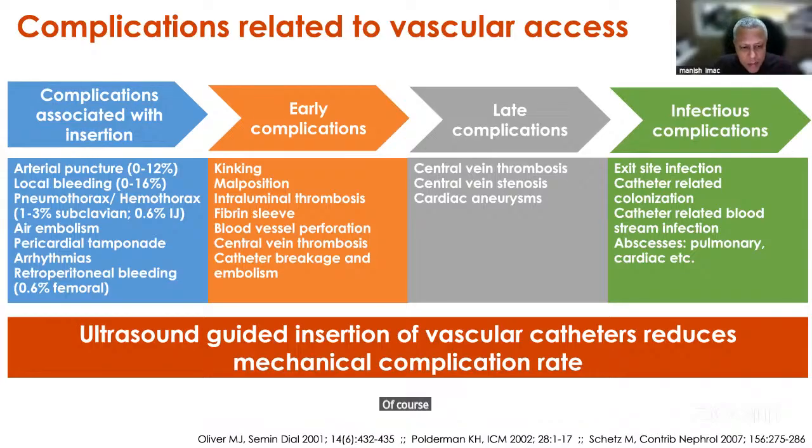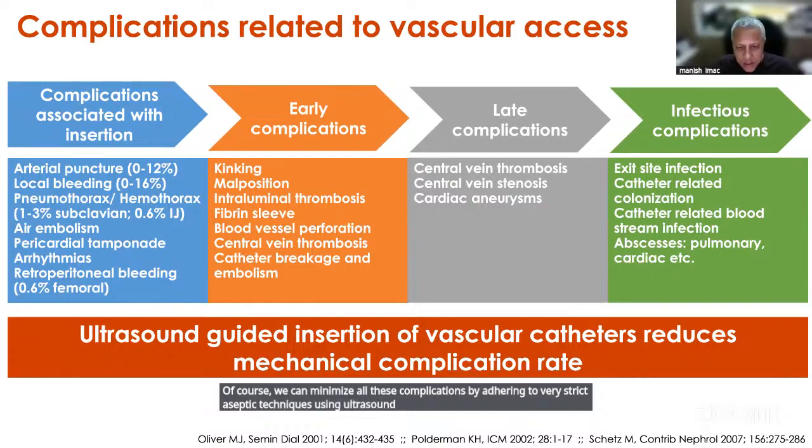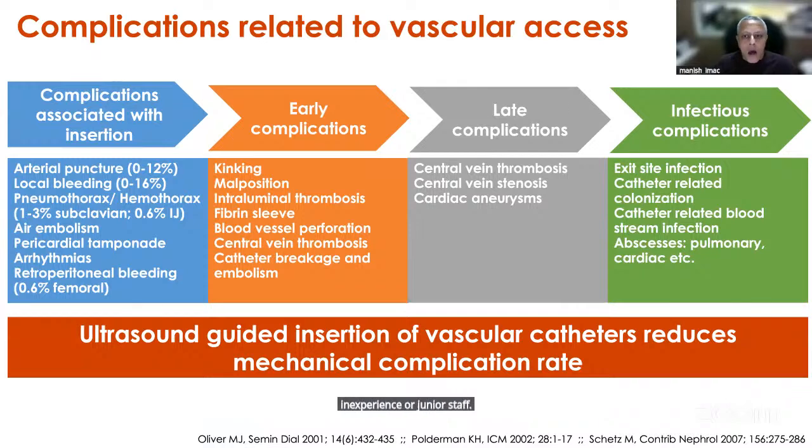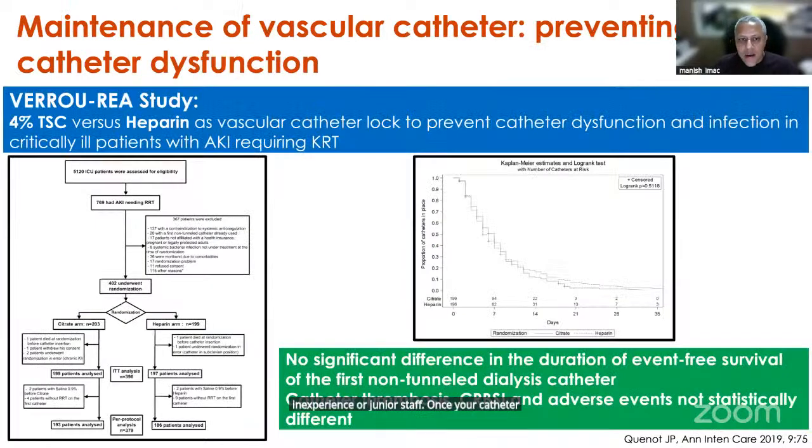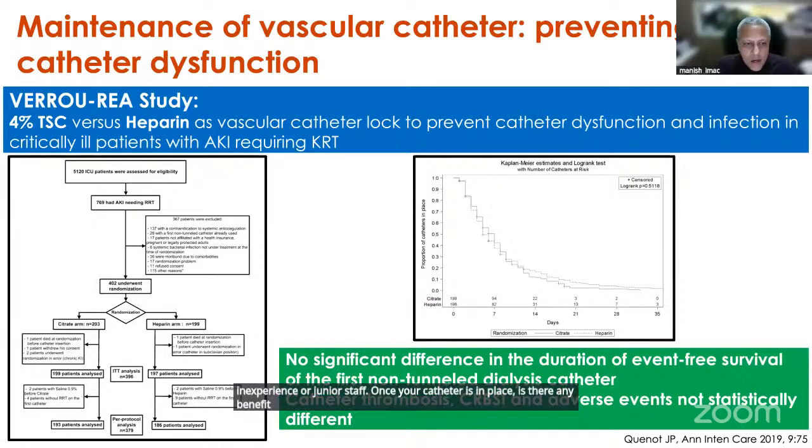Of course, we can minimize all these complications by adhering to very strict aseptic techniques, using ultrasound-guided insertion, and with proper training and supervision of catheter insertion if it is being done by more inexperienced or junior staff. Once your catheter is in place, is there any benefit of using a particular locking solution, like an antibiotic lock solution or a citrate solution, as compared to a heparin solution, to either minimize the risk of infection or to minimize catheter dysfunction?